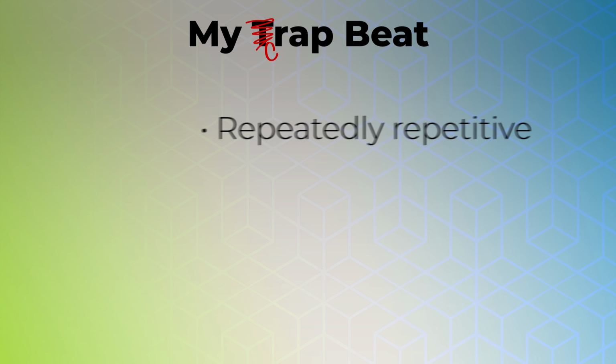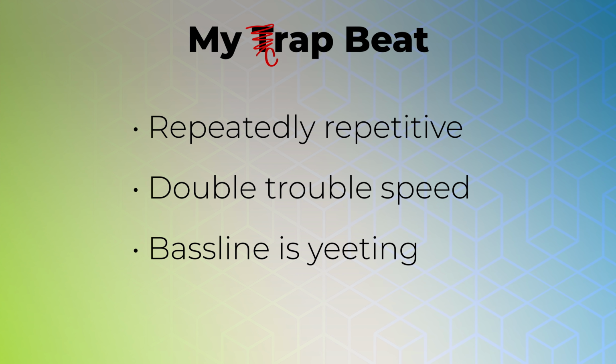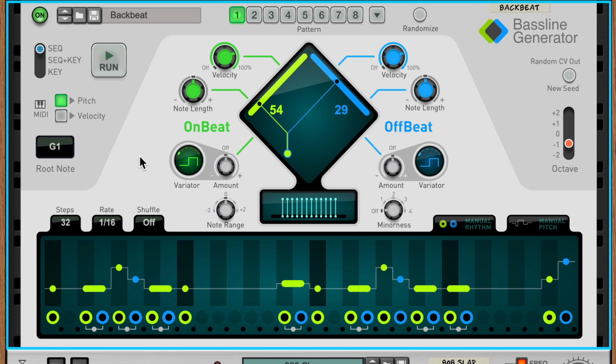This type of bass line is far too repetitive, far too fast, and jumping around in pitch more than I'd like for a proper 808 bass part. Let's fix the speed part first. Remember, we're at 140 beats per minute, even though we have a halftime feel to our beat. So in order to make our bass play along in the same halftime feel, let's change the rate of our sequence from 16th notes to 8th notes.